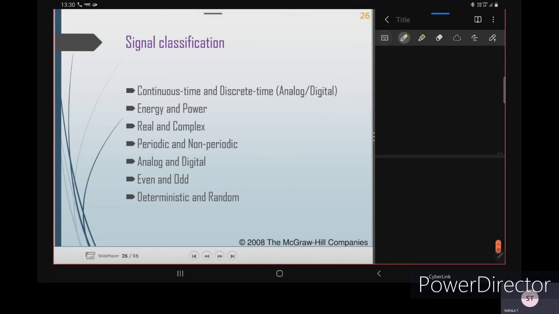Analog and digital: analog is a continuous signal, and digital is zeros and ones. And even and odd signals, deterministic and random signals. These are the different types of signals we can study in this communication system.